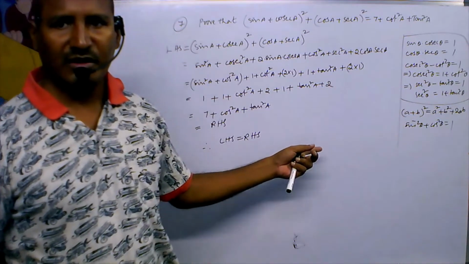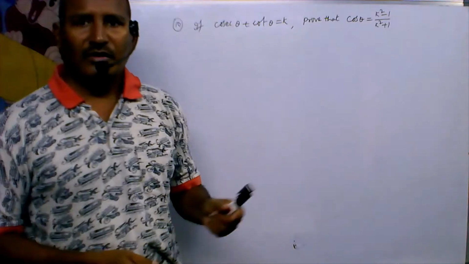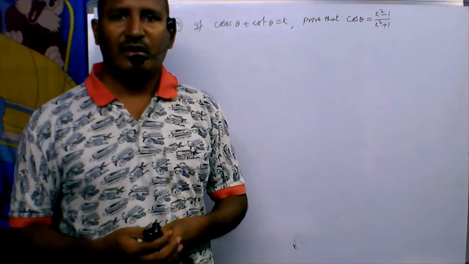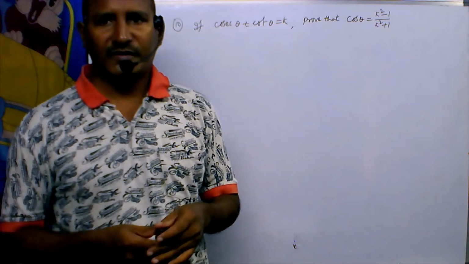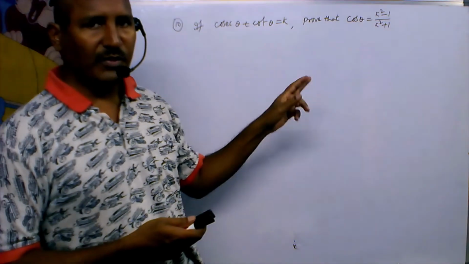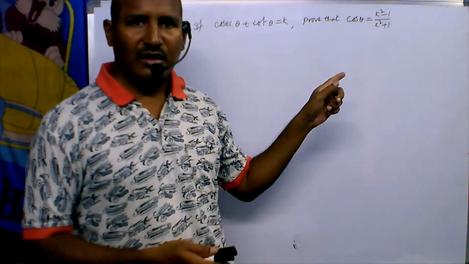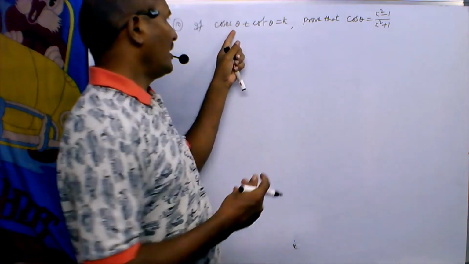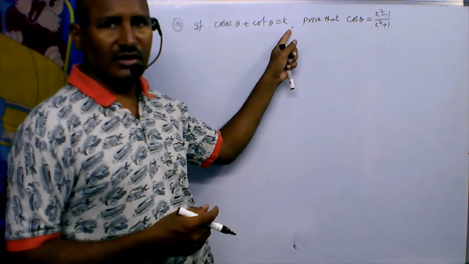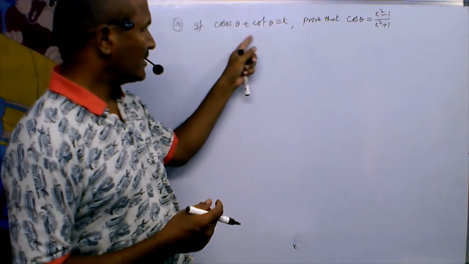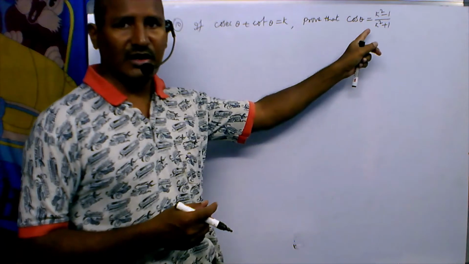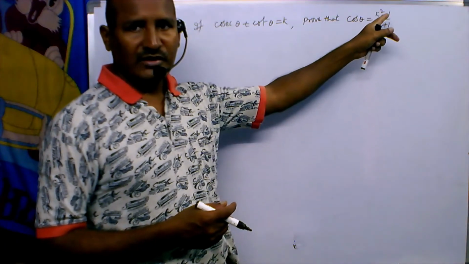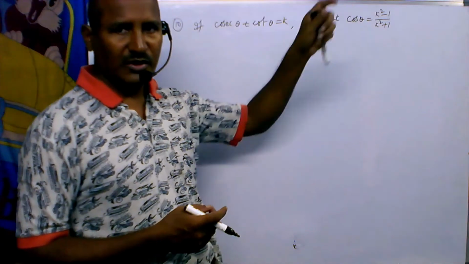So dear students, I think you all have understood this. Students, this is also one of the important problems which may be asked for 4 marks. Here also we apply trigonometric ratios. It is here cosecant theta plus cot theta equal to k. They gave this. Using this equation we have to get the value of cos theta as (k square minus 1) by (k square plus 1).